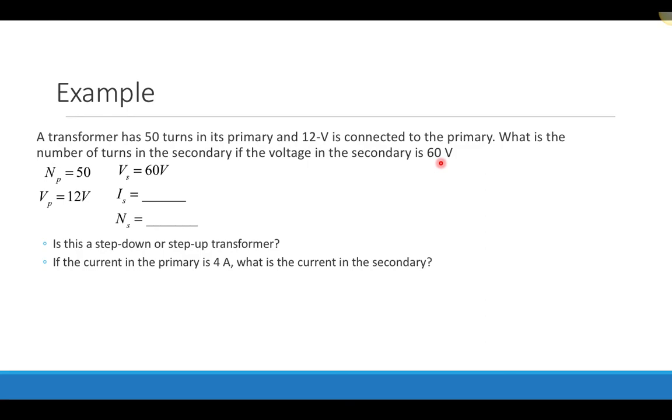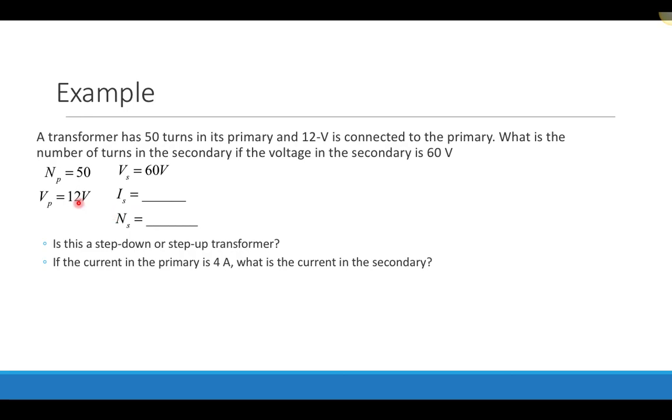So this is a slightly different problem in terms of what's given, but we would set it up the same way. So we know the number of turns in the primary is 50, and we know that the voltage is 12 volts, and we want to have 60 volts in the secondary, and we want to know how many turns we have to put there.